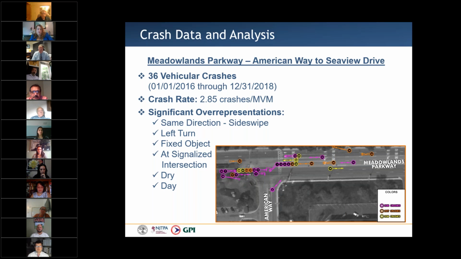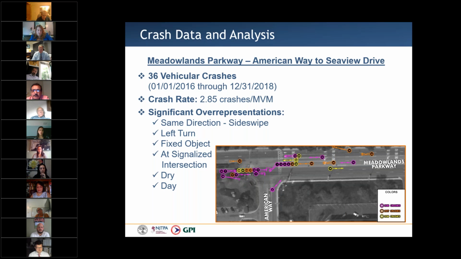To analyze the crash history within the project limits, we collected the individual crash reports for all vehicular crashes for the 3-year period between January 1st, 2016 and December 31st, 2018, and all the pedestrian bicycle crash reports for the 5-year period between January 1st, 2014 and December 31st, 2018. We identified 36 vehicular crashes for the 3-year period and no pedestrian bicycle crashes for the 5-year period. The resultant crash rate was 2.85 crashes per million vehicle miles.